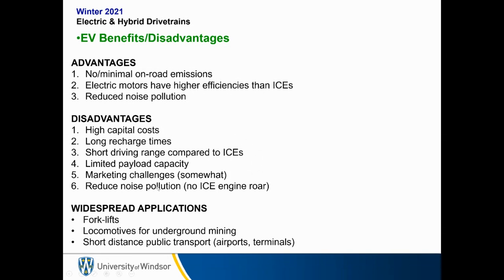Now, this whole concept of using electric vehicles isn't new. Forklifts, if you've ever been inside an industrial plant, are battery powered. Locomotives for underground mining: if you're underground mining with a bunch of workers, you can't exactly be emitting carbon dioxide and other pollutants into that small confined space, otherwise everyone would die of asphyxiation, not being able to breathe. So they have to use batteries or electric motors in that place. And also short distance public transit. If you've ever been into an airport or different terminals, the transport devices are probably electric.